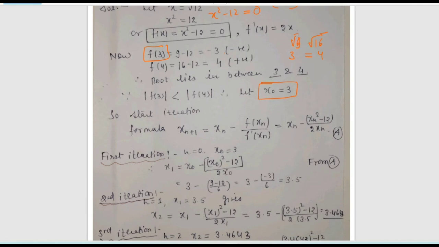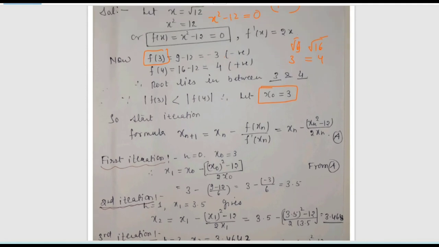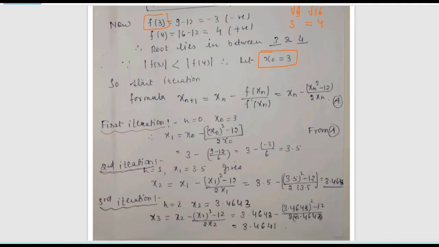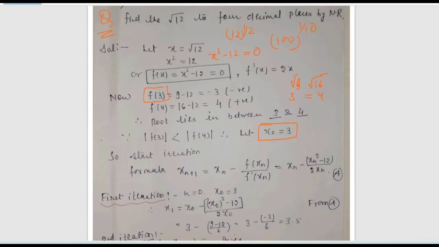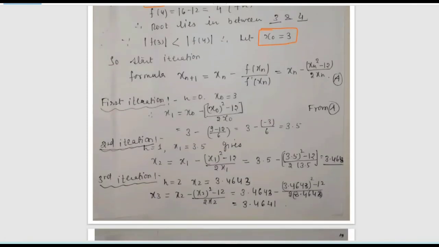Now use the formula x(n+1) equals xn minus f of xn over f dash xn. Now make the master formula first. Xn is xn. What is f of xn? The function was x square minus 12, so you will write xn square minus 12. And the differentiation of this was 2x, so you will write 2xn. So this is now equation number A. I am supposing this is your master formula.